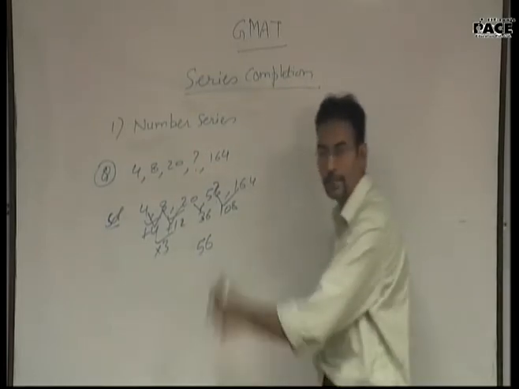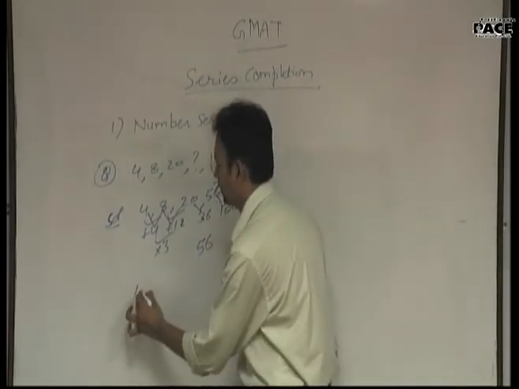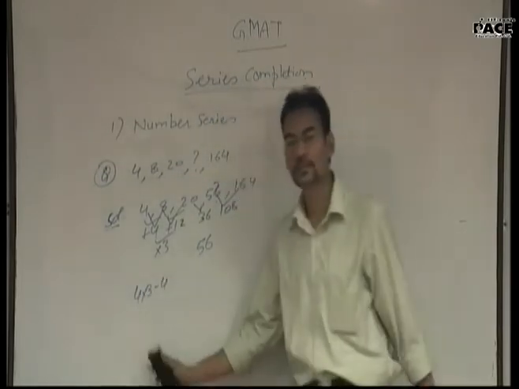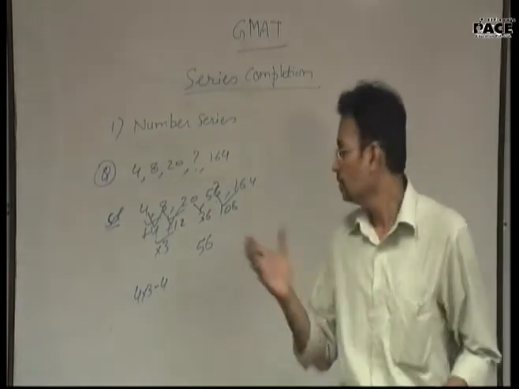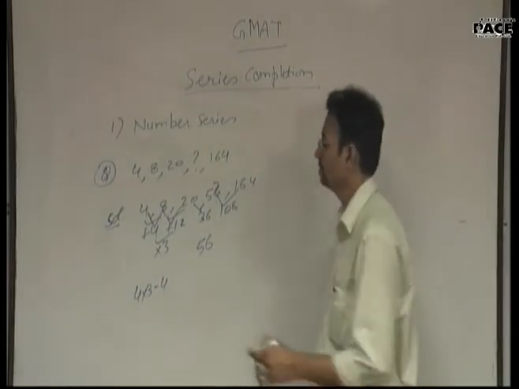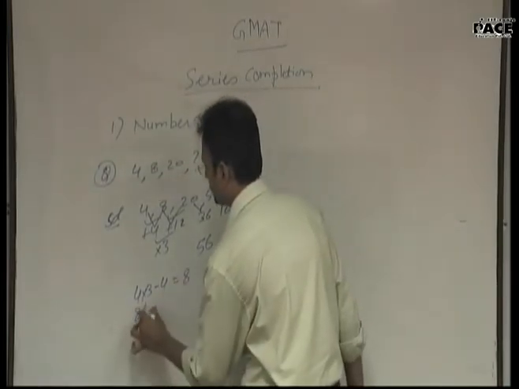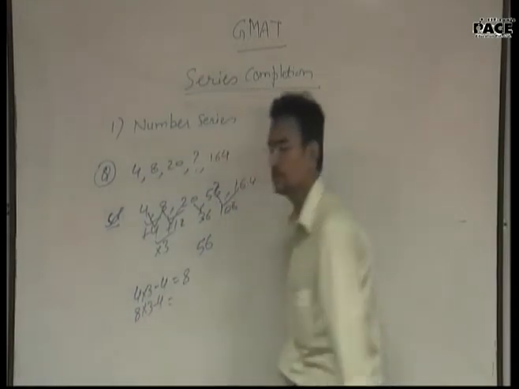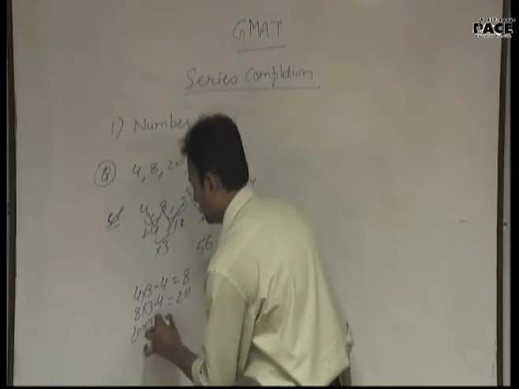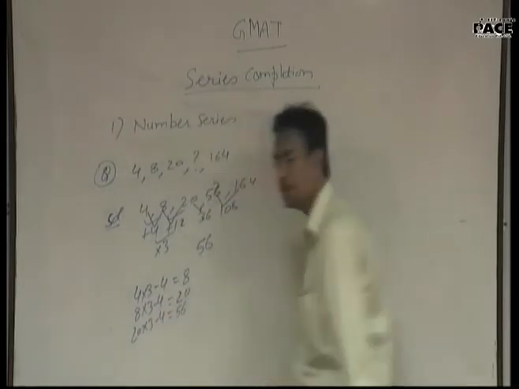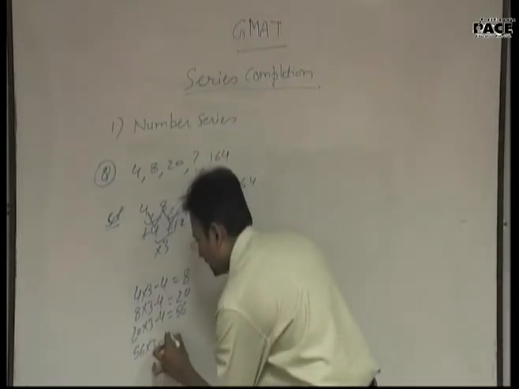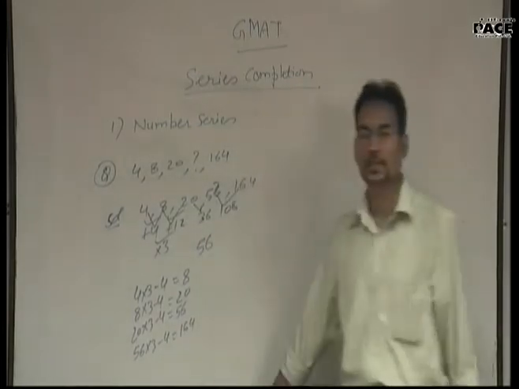Another method of solving this type of question is into 3 and minus 4. Again, two operations, multiplication as well as subtraction, are going on, and we are getting 8. 8 into 3 minus 4 is 20. 20 into 3 minus 4 is 56. And similarly, 56 into 3 minus 4 is nothing but 164.